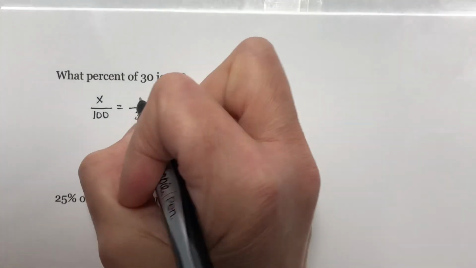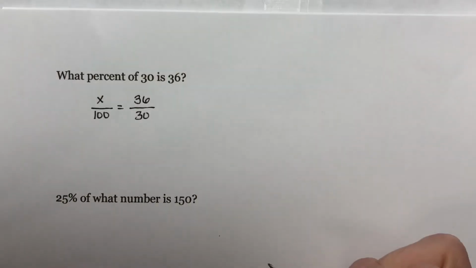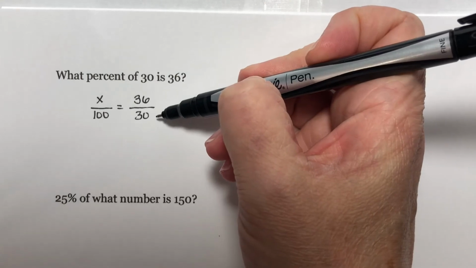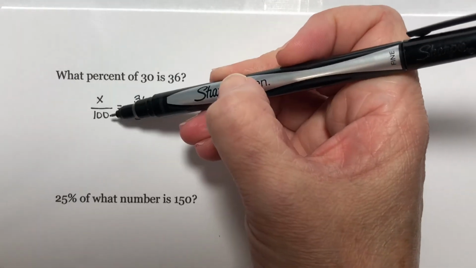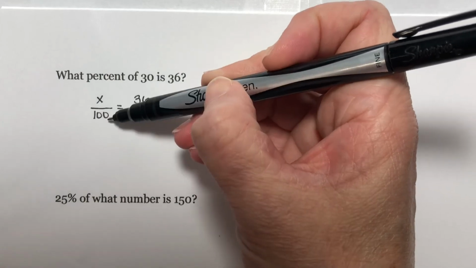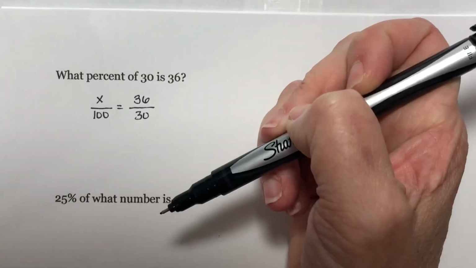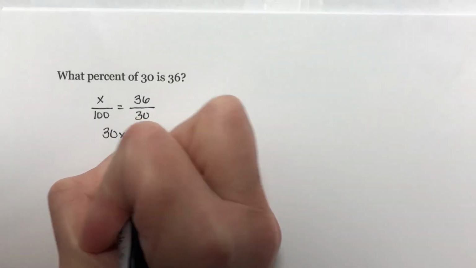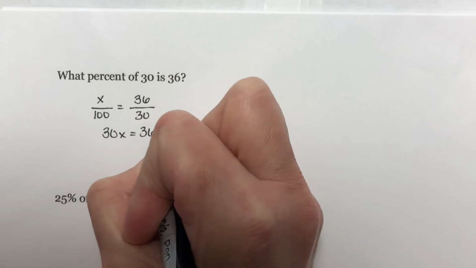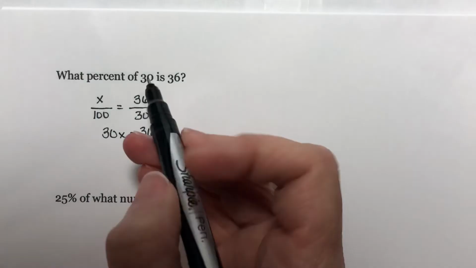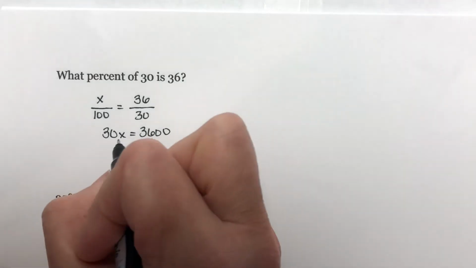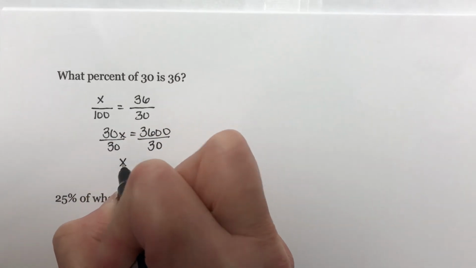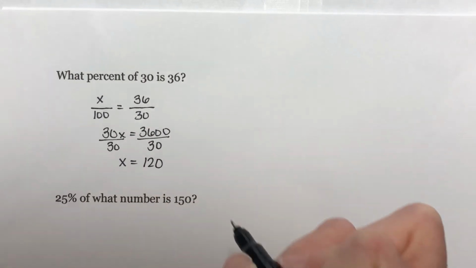Is 36. One thing to remember is that if your numerator is larger than your denominator on one side, it will be the same on the other side. So I expect an answer larger than 100 because 36 is larger than 30. Cross multiply: 30x is equal to 3,600, which is 36 times 100. Divide both sides by 30, and you get x equals 120.